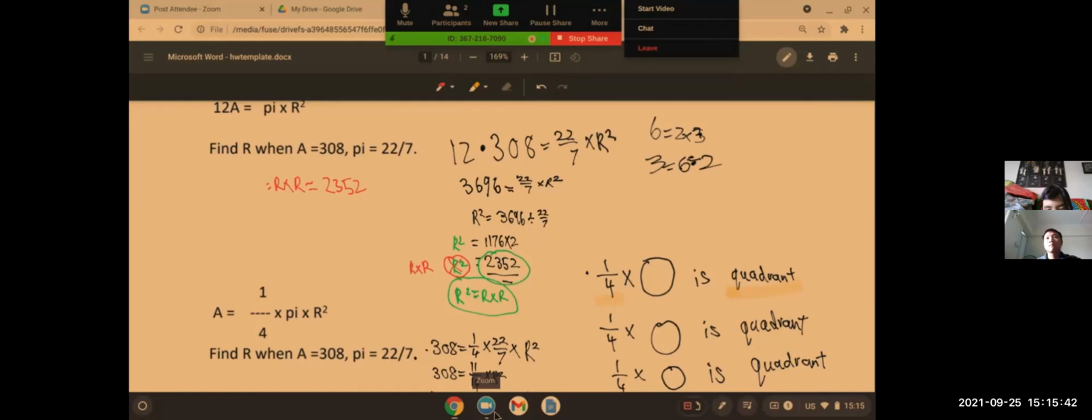Are you done? Wait, I just asked you to use your calculator, square root 2352. What are you doing? Or you don't know or what? You know or you don't know? Don't act you know if you don't know. How do you punch the calculator to get R?